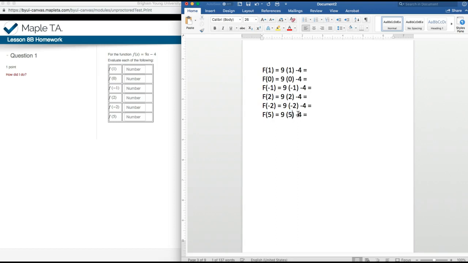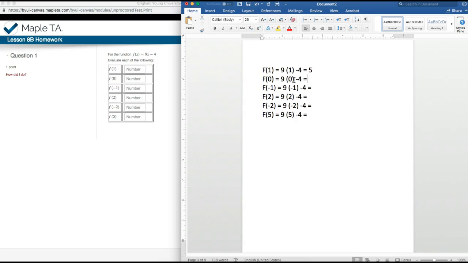The key with this one is making sure that every single time you see an x, just automatically think parentheses around wherever that x is so that you don't accidentally think that it's something like 9 minus 1, but that you're actually getting the multiplication in there. So our first one, 9 times 1 is 9, minus 4 gives me 5, and I'll type 5 over here.